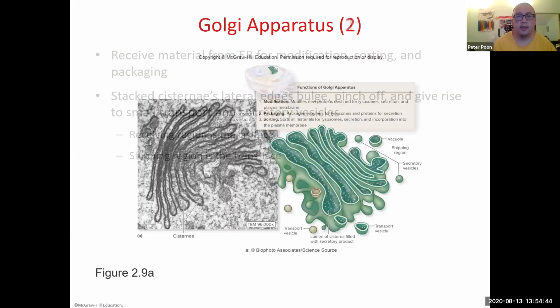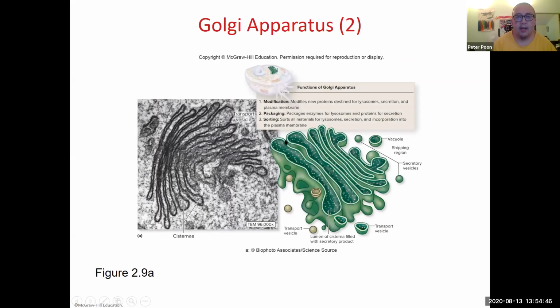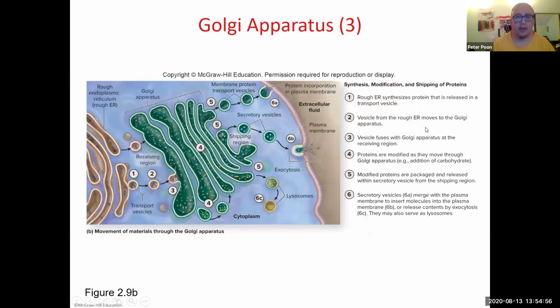Okay, so here is the post office. You have a side that's receiving and a side that's shipping. You receive things from the rough ER, you go through the Golgi apparatus, and as you go through the Golgi apparatus, you ship it either to the outside or they become lysosomes. And we'll explain what lysosomes are in a little bit.